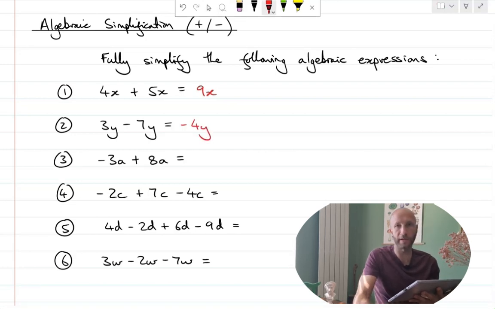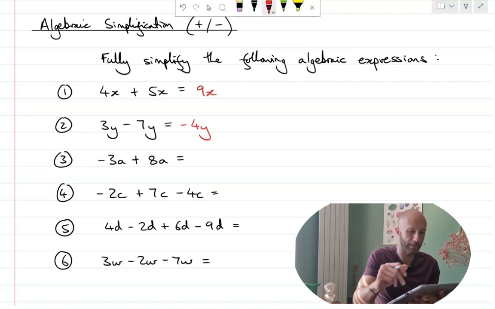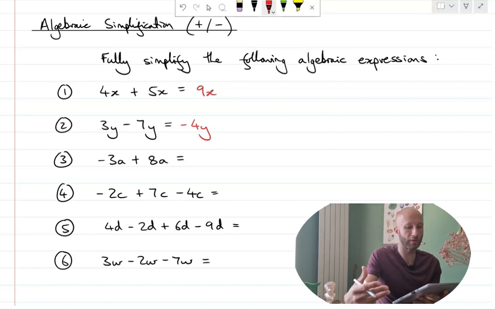And remember, you can pause the video at any time you like. If you need to write the questions down, I do strongly recommend you write things down. It certainly helps to practice this. Or if you want to pause it and then have a go yourself and then look at my answers, then that's fine too. Question 3, minus 3a plus 8a.